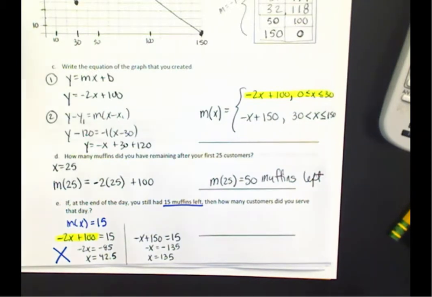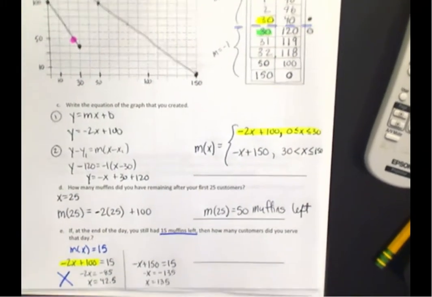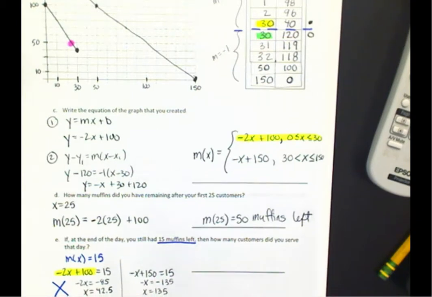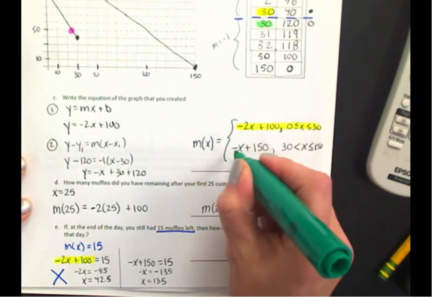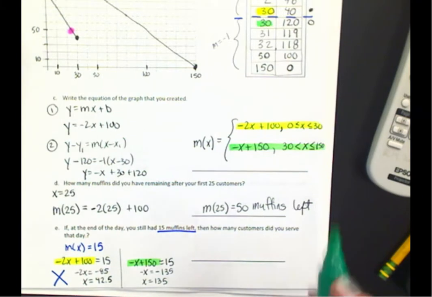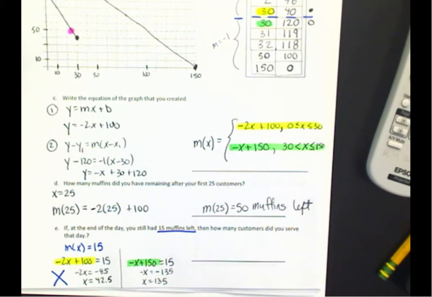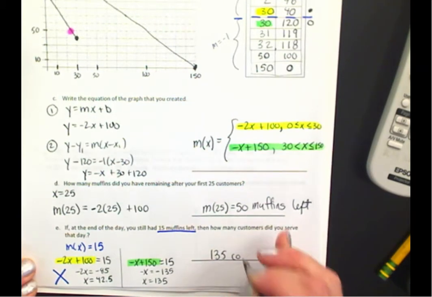Okay, so I did create an accurate graph, and you could just look at the graph and see where 15 muffins occurs. So yeah, you could do that, and we'll go back up and look at that in just a second. So the second answer is 135. Okay, notice that that comes from this portion here. 135 does correspond to that domain, which means that is an actual answer. So how many customers? 135 customers.